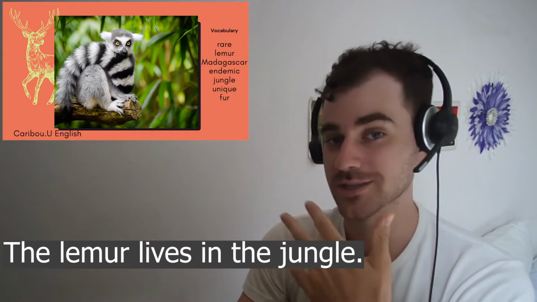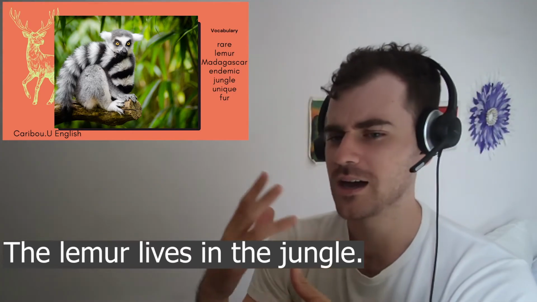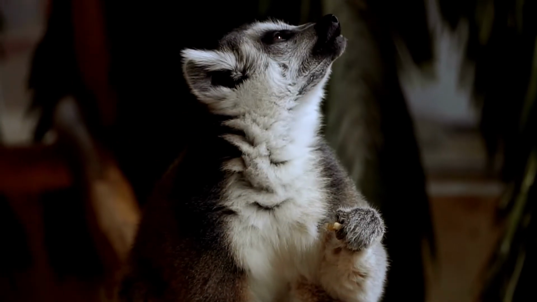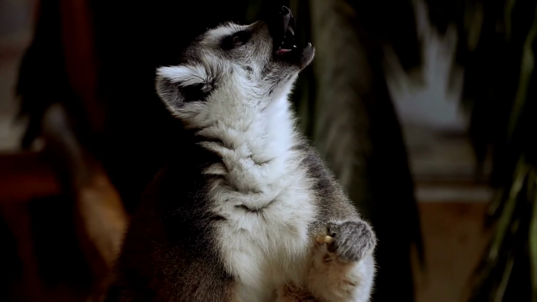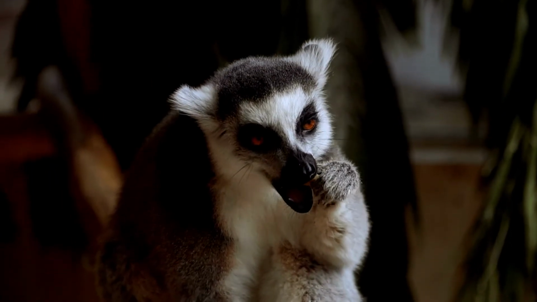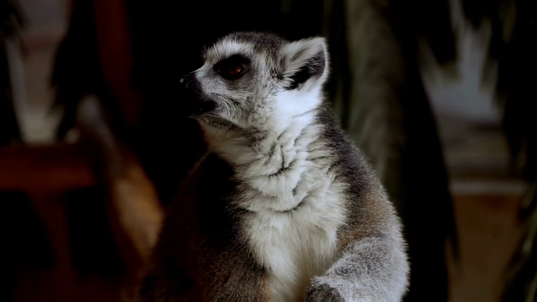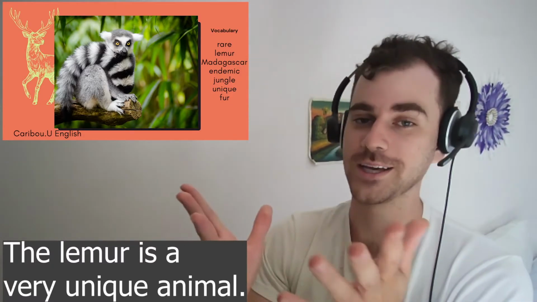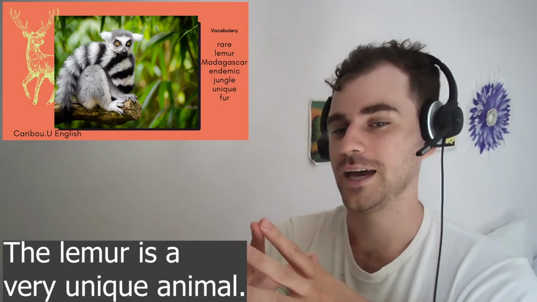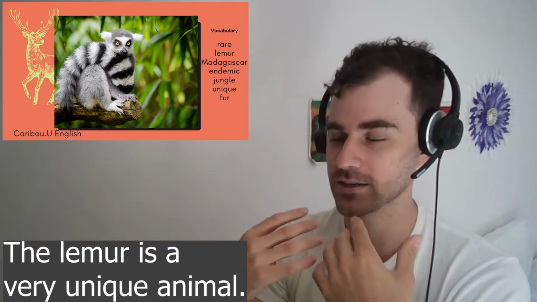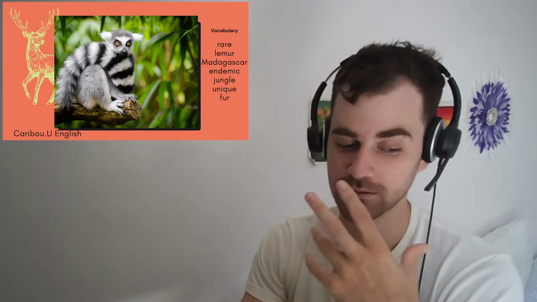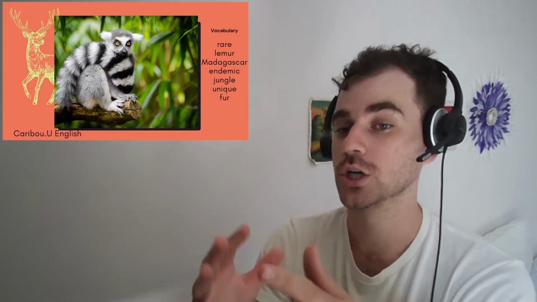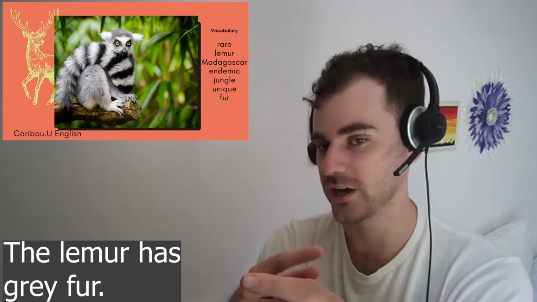Many people think a lemur is like a monkey, but I've watched documentaries and nature shows which say it's not really closely related to a monkey. So we could say the lemur is a very unique animal. Unique meaning special, different, unique. And fur. So human beings, we have hair, but dogs, monkeys, they don't have hair really, they have fur. So I can say the lemur has gray fur.